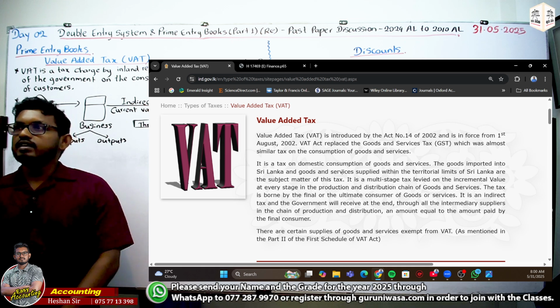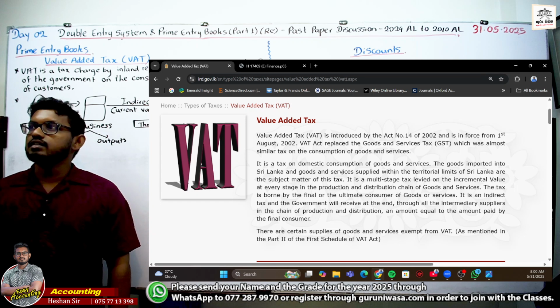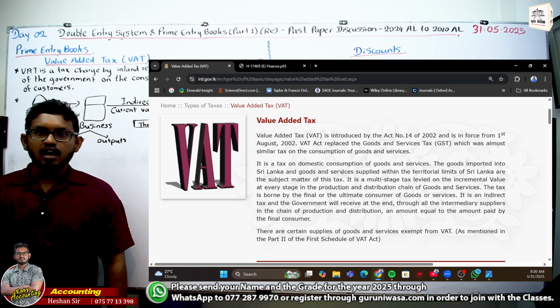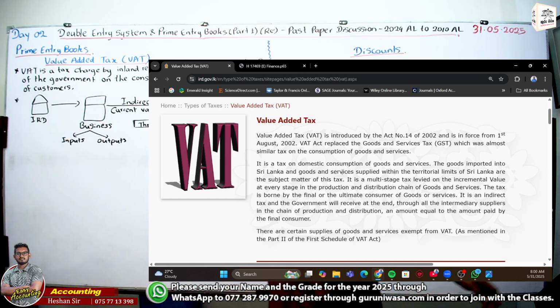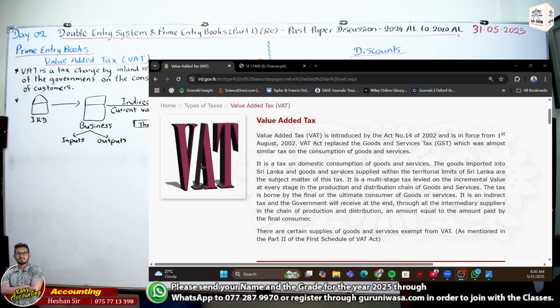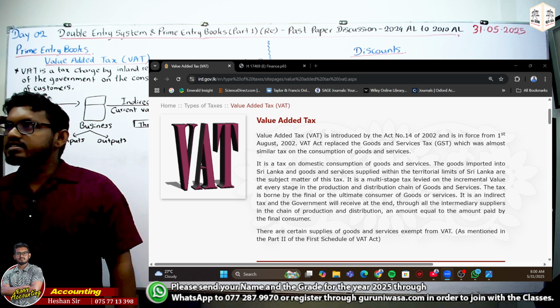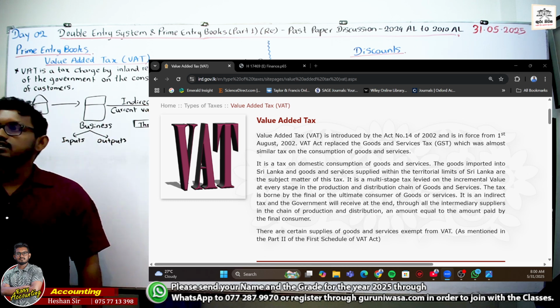The goods imported into Sri Lanka and goods and services supplied within the territorial remit of Sri Lanka are subject to this tax. ලංකාවට ගේන goods, දැන් ඔය වාහන පිටරටින් ගේනකොට VAT එකක් ගන්නවා. ඒ ලංකාව ඇතුළේනේ use කරන්නේ. තේරෙනවද ළමයි? තේරෙනවා නම් දාන්න thumbs up. Right? And goods and services supplied within Sri Lanka are the subject matter of this tax.